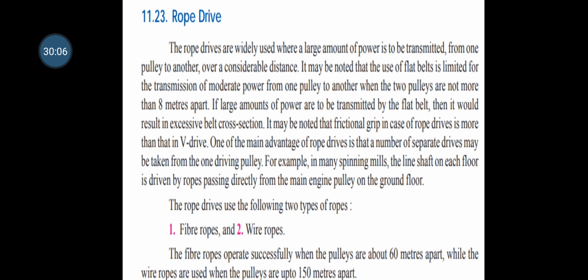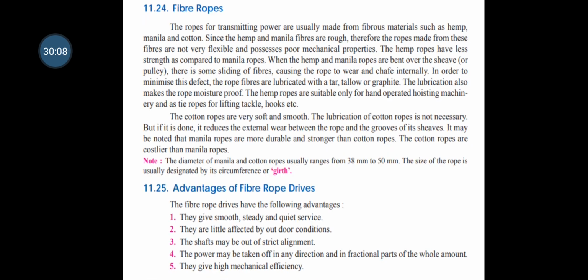Fiber drives. Ropes for transmitting power are usually made from fibrous materials such as hemp, manila and cotton. Since the hemp and manila fibers are rough, the ropes made from these fibers are not very flexible and possess poor mechanical properties. The hemp ropes have less strength as compared to the manila fibers. The cotton ropes are very soft and smooth.